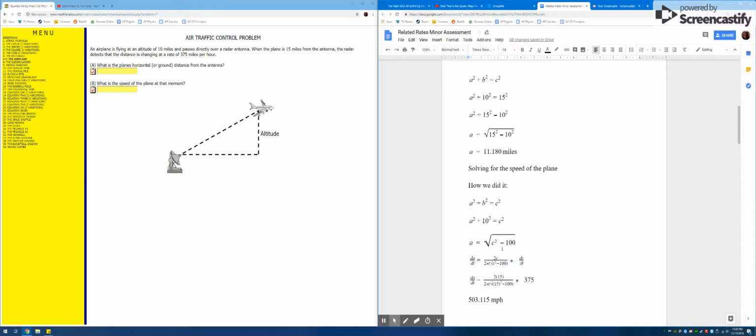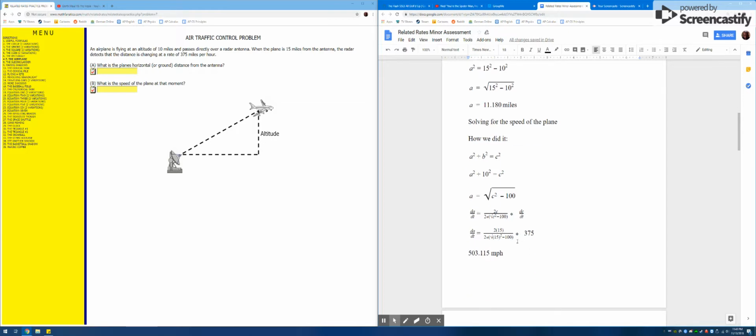Now we set a equal to the square root of c squared minus 100, since in the end we're going to have to find the speed of the plane, which is going to be dA over dt, which is the derivative of that. So the derivative of a over the derivative of t is just going to be 2c over 2 times the square root of c squared minus 100 times dc over dt.